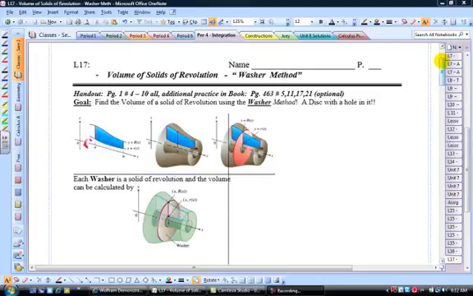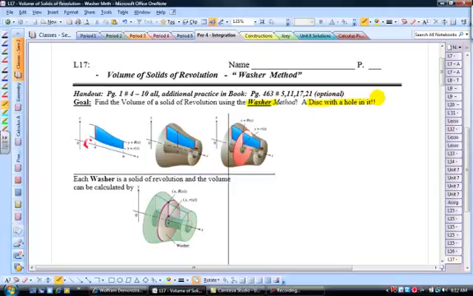Hey guys, Mr. Ainsworth here, and we're going to get into our 17th lesson, L17, and talk about what's called volume of solids of revolution using what's called the washer method. A washer is just a disc with a hole in it, so keep that in mind. That's all a washer is.